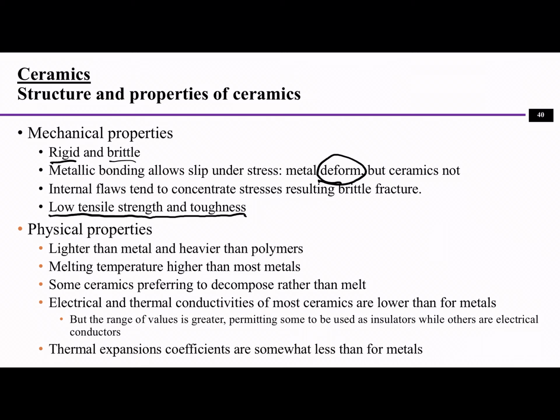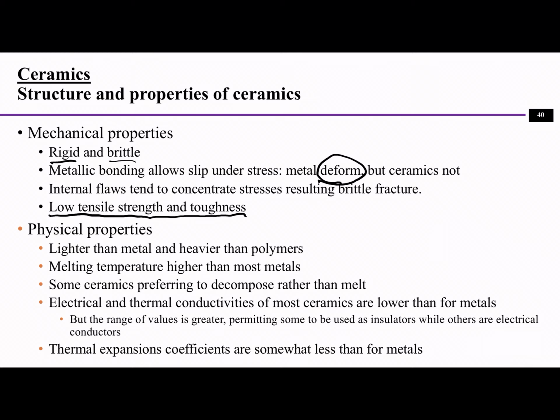Good tensile strength means what? Good tensile strength means they can actually deform and tolerate that kind of deformation, and later they fracture. But bad tensile strength means they can easily fracture. They do not deform.